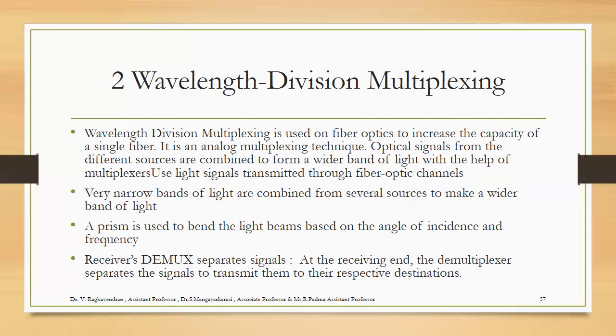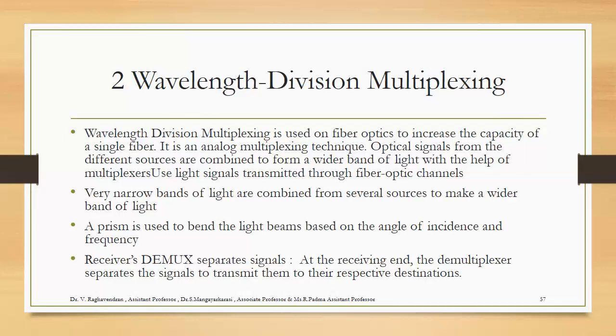After that, the light signals are transmitted through the fiber optic channels. Here, very narrow bands of light are combined from several sources to make a wider band of light. Here, a prism is used. For what purpose is the prism used? It is used to bend the light beams based on the angle of incidence and frequency value.